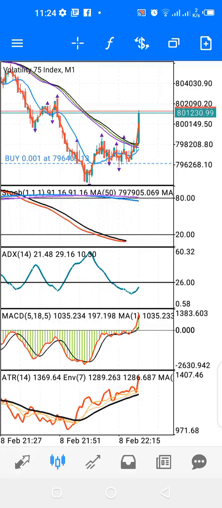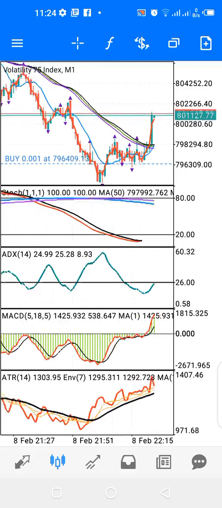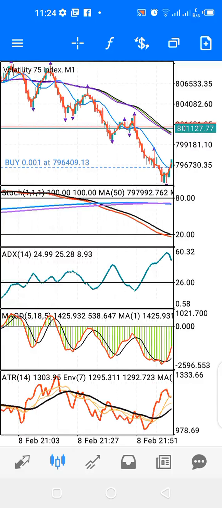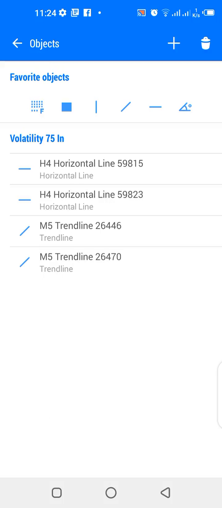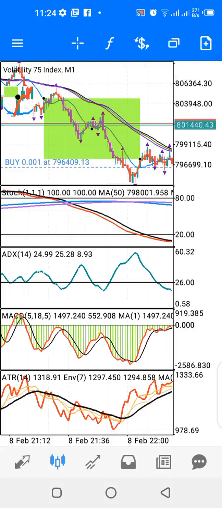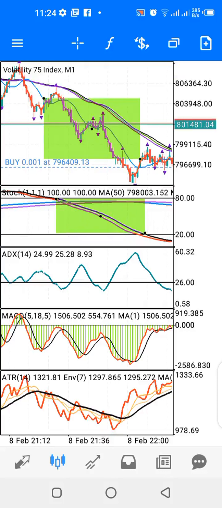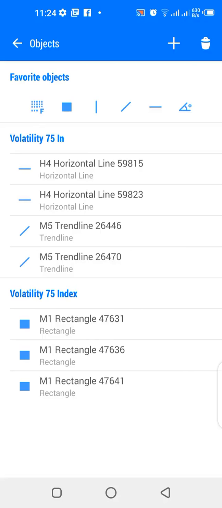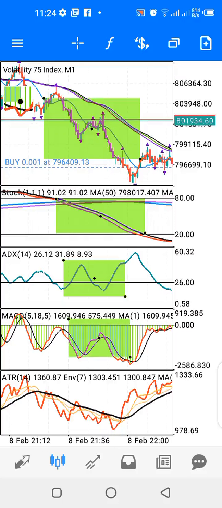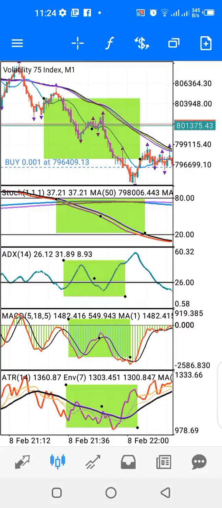On the screen I have Volatility 75 Index 1 minute time frame, and I have 5 windows. I have the main window. This is the main window. I have indicator window 1. This is my indicator window 1. I have indicator window 2. This is my indicator window 2. I have indicator window 3. This is indicator window 3. And I have indicator window 4. This is indicator window 4.